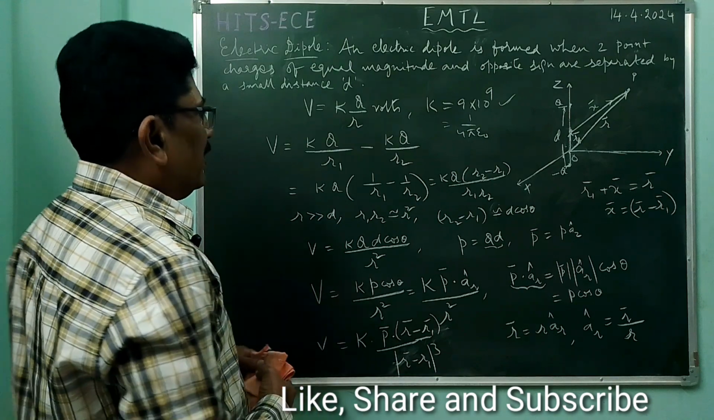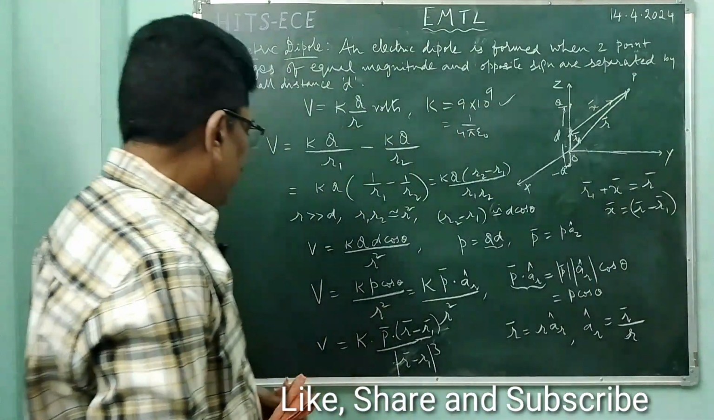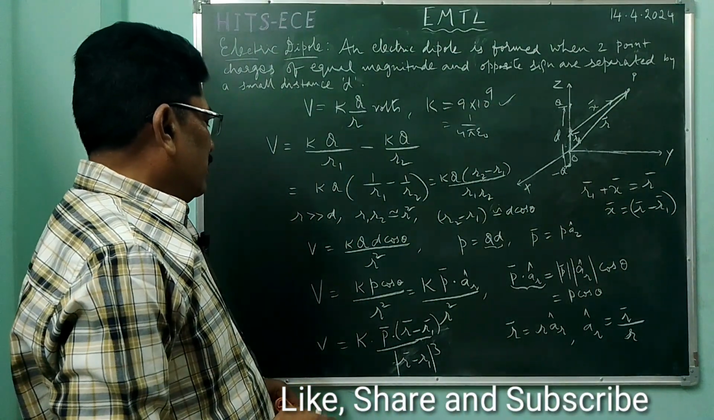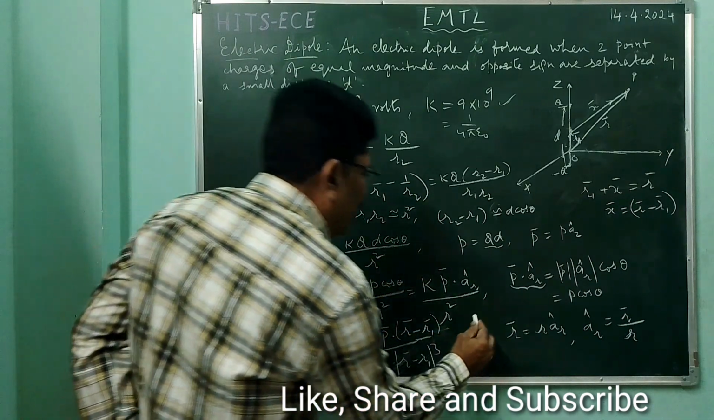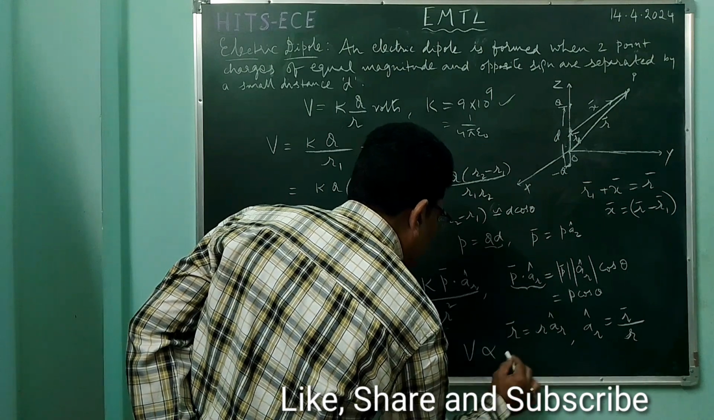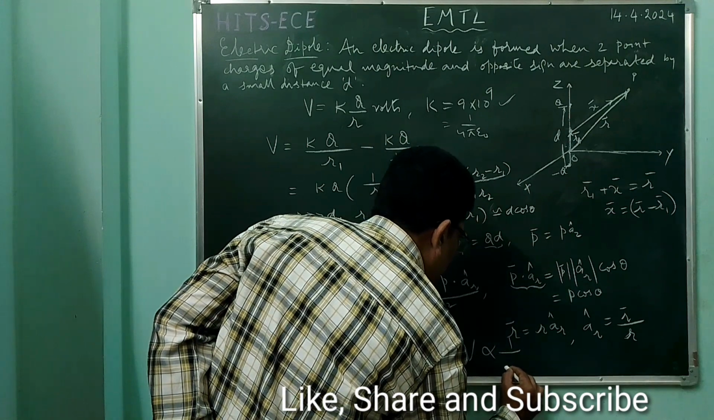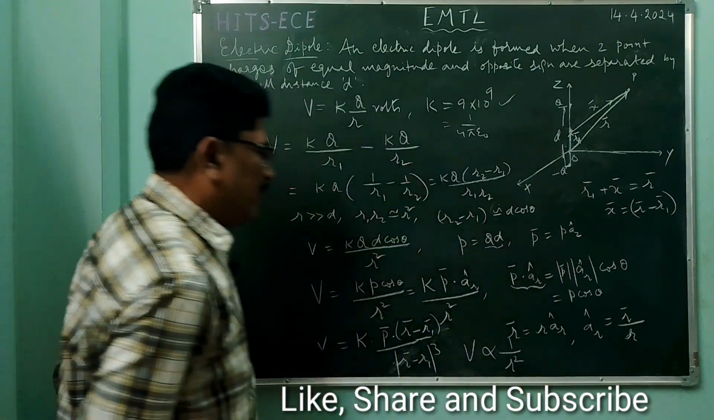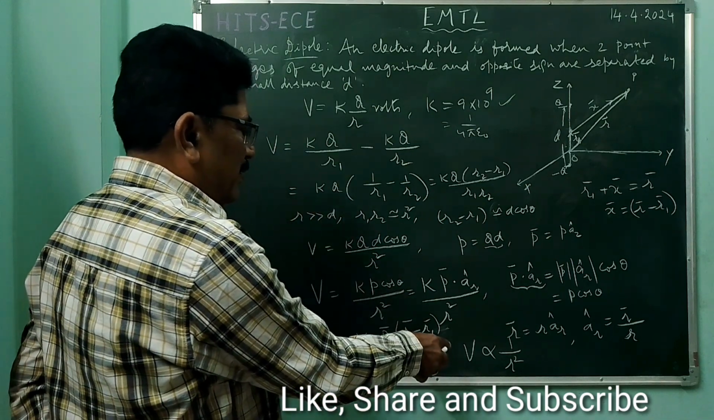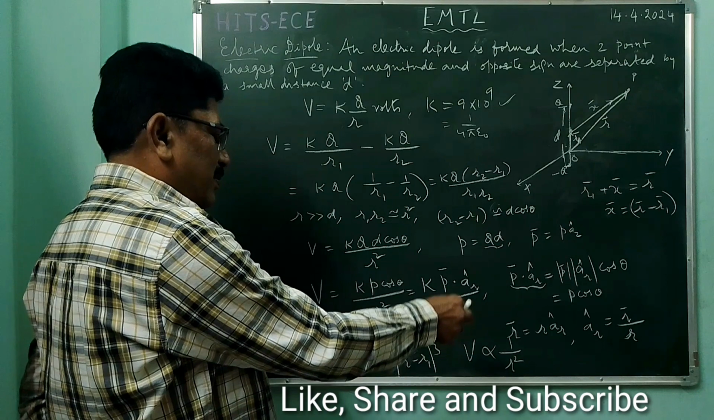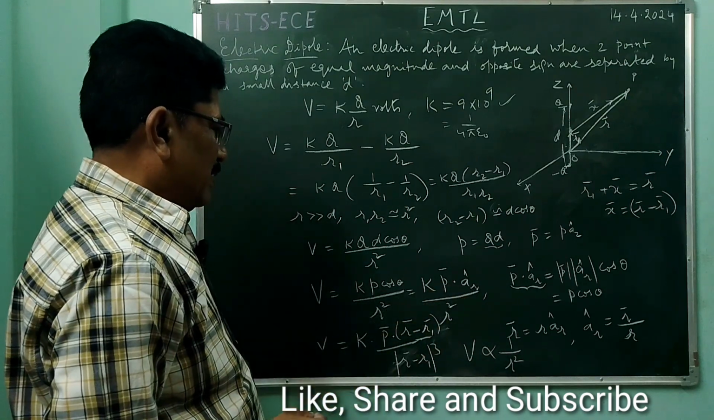Now let us find out the electric field due to this dipole at this point. For a dipole, the voltage varies inversely as R square. If it is a monopole, it is inversely proportional to R. Since it is a dipole, the voltage varies as 1 by R square. That is, V is directly proportional to 1 by R square. Let us find out E now.